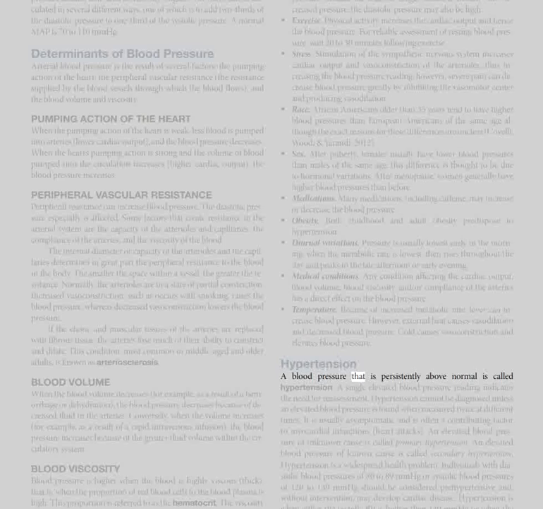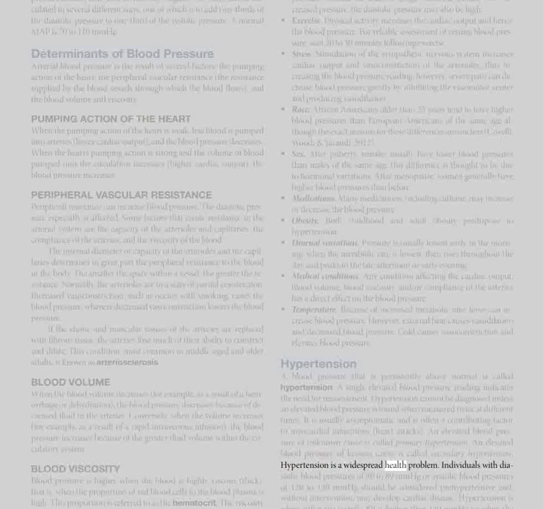Hypertension. A blood pressure that is persistently above normal is called hypertension. A single elevated blood pressure reading indicates the need for reassessment. Hypertension cannot be diagnosed unless an elevated blood pressure is found when measured twice at different times. It is usually asymptomatic and is often a contributing factor to myocardial infarctions, heart attacks. An elevated blood pressure of unknown cause is called primary hypertension. An elevated blood pressure of known cause is called secondary hypertension.